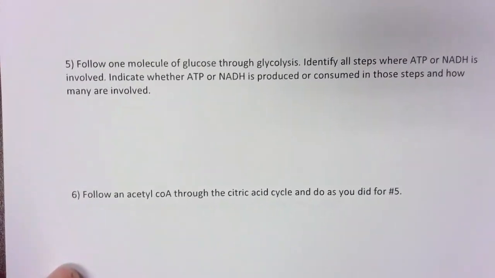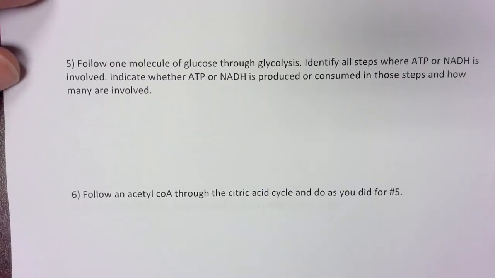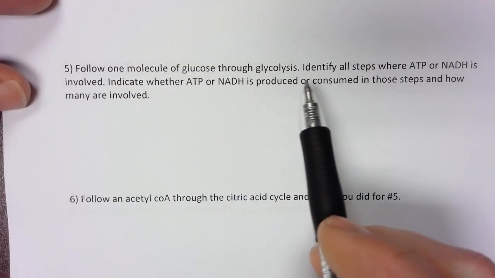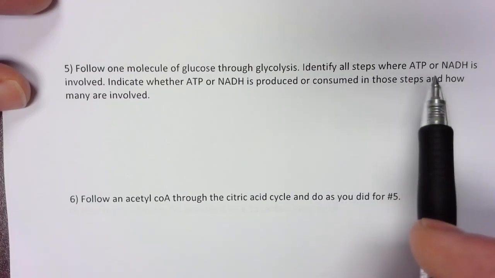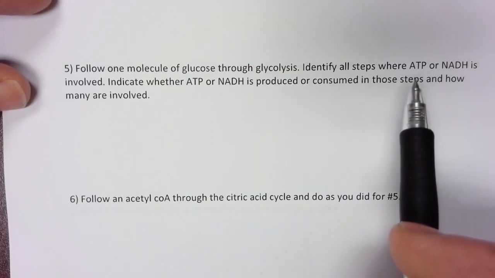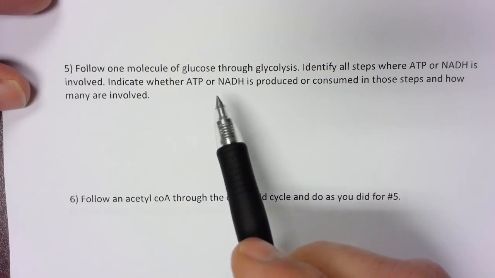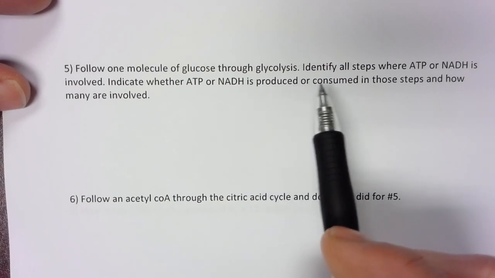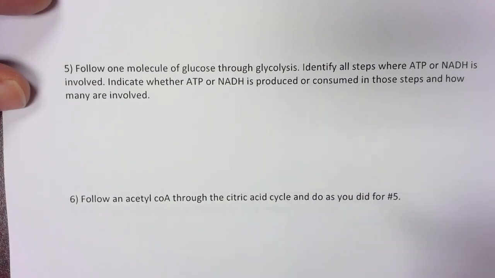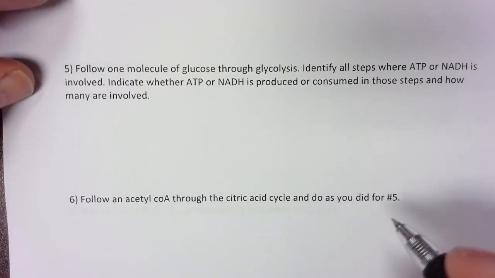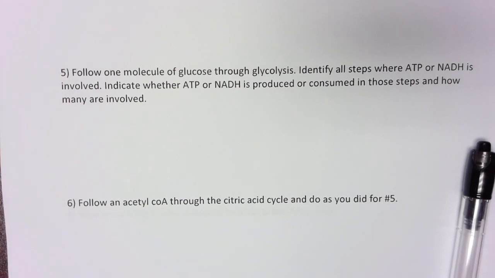All right, and finally number 5. I'll do number 5 and then I'll have to stop for now. Follow one molecule of glucose through glycolysis. Identify all the steps where ATP or NADH are involved. Indicate whether ATP or NADH is produced or consumed in those steps and how many are involved. And I am unprepared, so I'll be right back with my reference sheet.